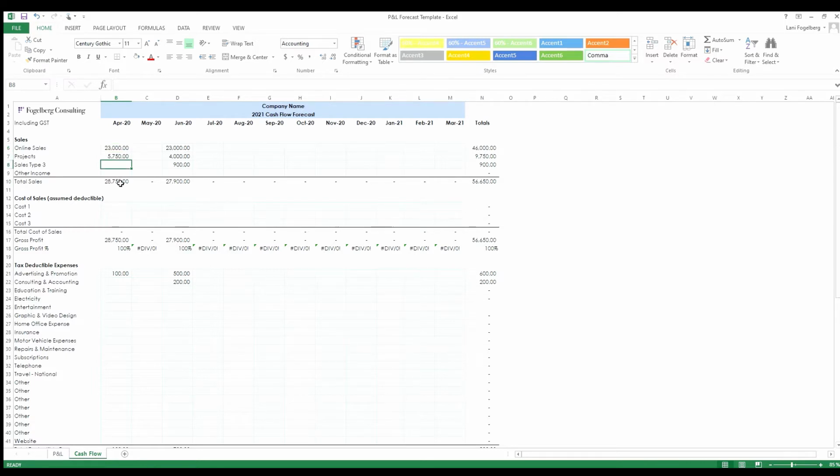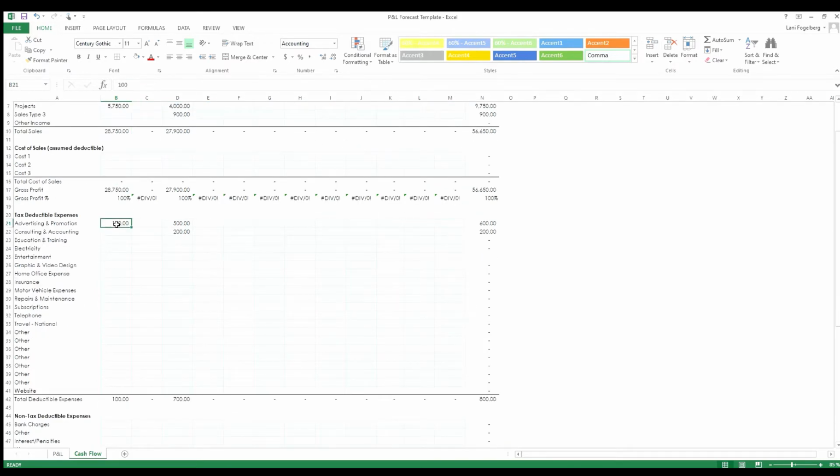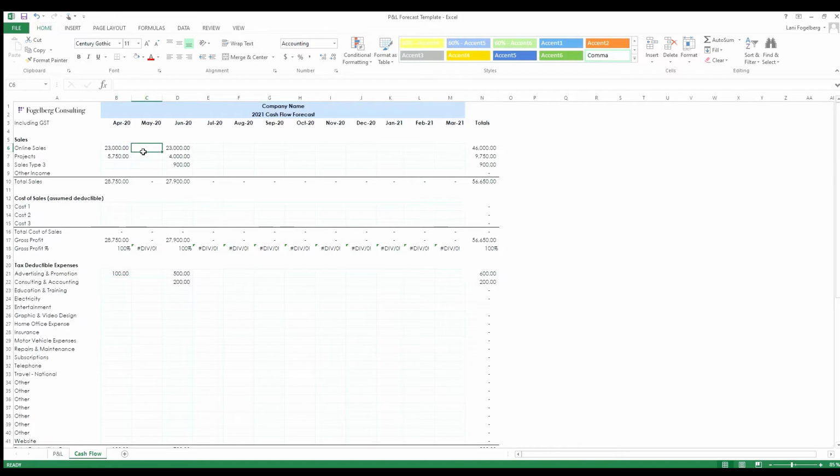We've put these sales in, including GST. We've put some nominal expenses in. Let's put some in there for May.